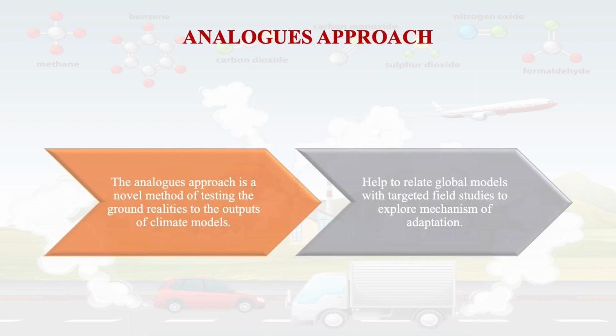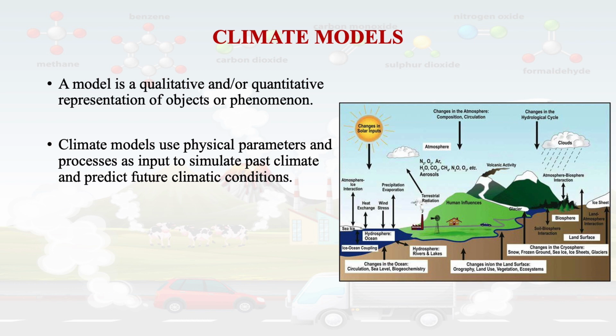The analog approach can help to relate global climate models with targeted field studies to explore the mechanism of adaptation. The analogs tool coupled with field studies links mathematical climate models with existing farm technologies in the agriculture sector. The analog methodology can also use historical data to understand the case studies where the success or failure of adaptation mechanisms can be identified. So let us see what exactly climate models are, what they constitute.